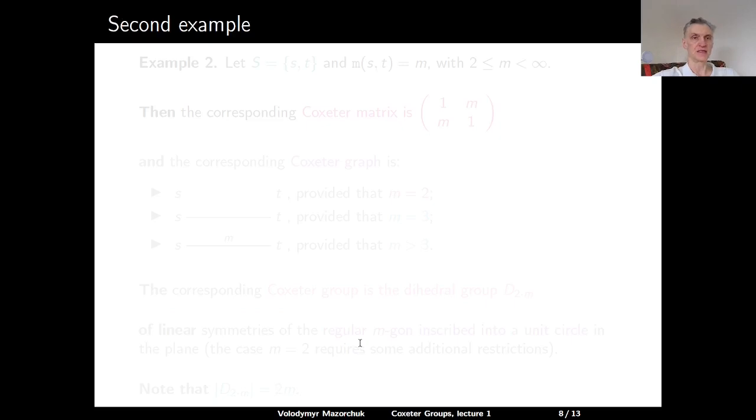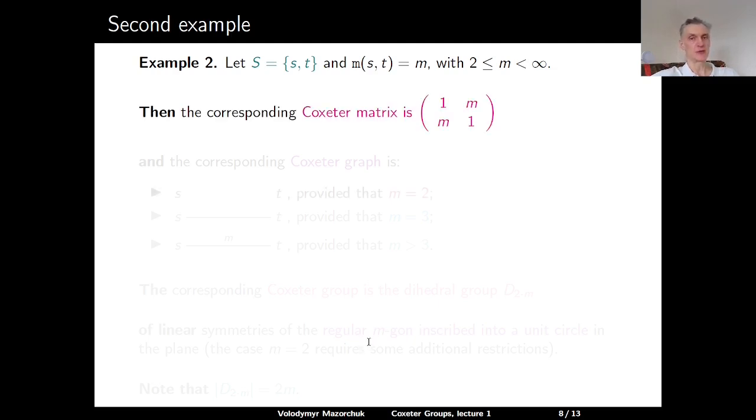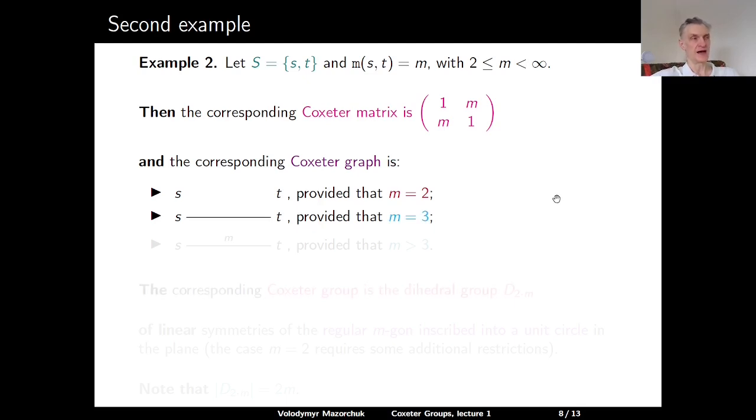Second example. Let S be a set with two elements, S and T, and let the value of M at the pair ST be M, and this M is at least 2, but is finite. Then the corresponding Coxeter matrix is just 1, M and M, 1, and the corresponding Coxeter graph is one of the following three graphs. We have S and T as vertices and no edges if M is equal to 2. We have an unlabeled edge between S and T if M is equal to 3, and we have an edge labeled by M if this M is strictly greater than 3.